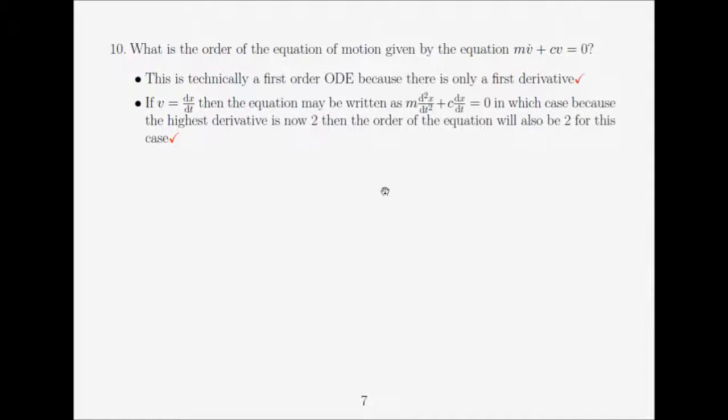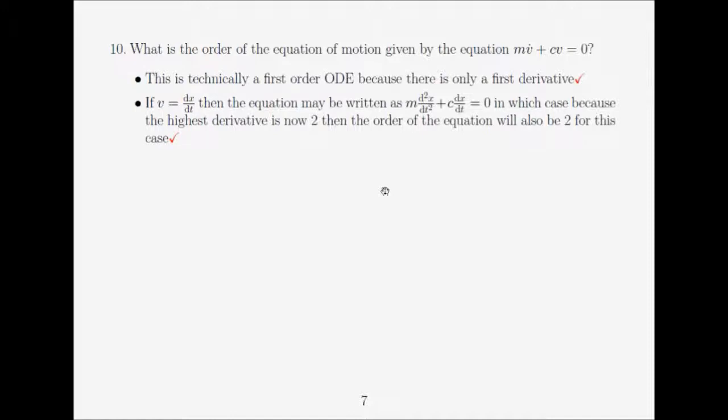And that is all we need to talk about over there. Then the next question is, what is the order of the equation of motion given by the equation m v dot plus c v is equal to 0? Now, this is a bit of a trick question. Why is it a trick question? If I assume v is some parameter, whatever it is, I have m v dot plus c v is equal to 0. If v is a primitive variable, then it's a first order differential equation. So it is technically a first order ODE because it's a first derivative.